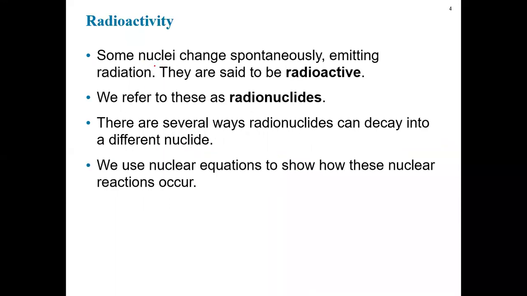Some of those nuclei change spontaneously, emitting radiation. They are said to be radioactive. We refer to those as radionuclides. There are several ways radionuclides can decay or radiate, becoming a different nuclide. We use a nuclear equation to show how this nuclear reaction occurs.